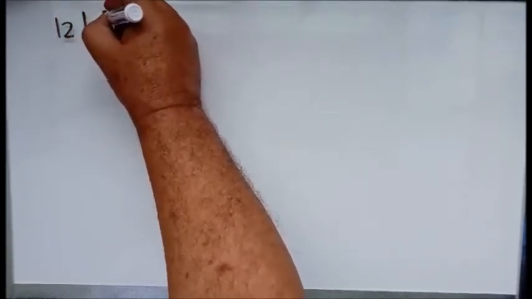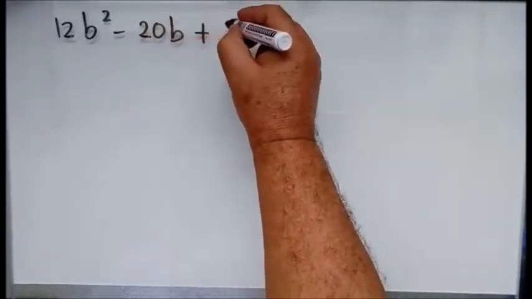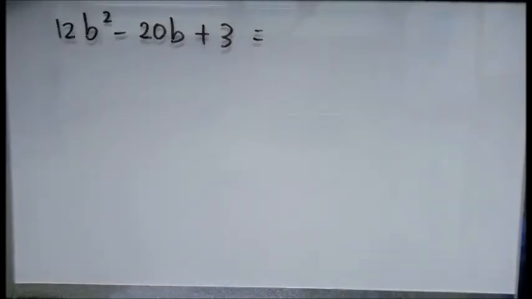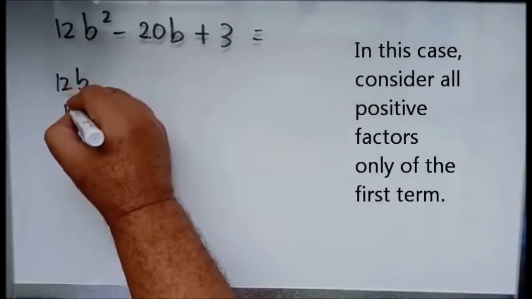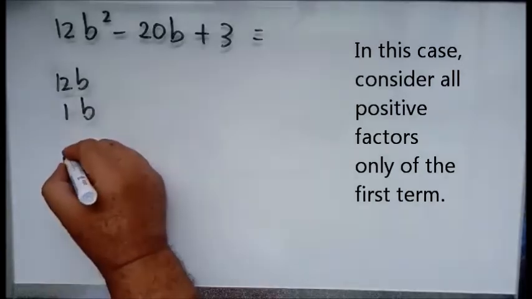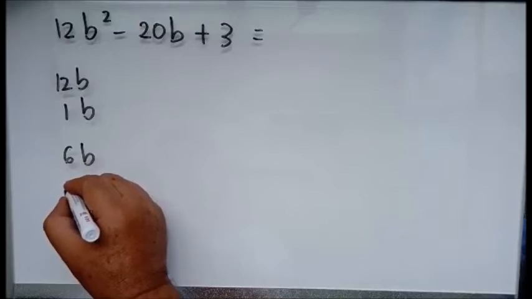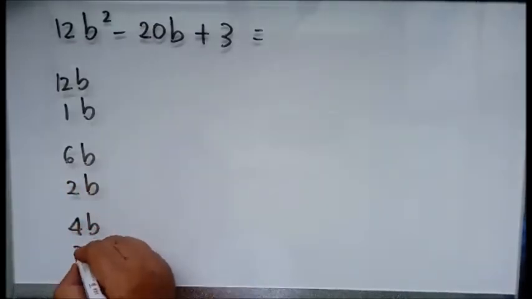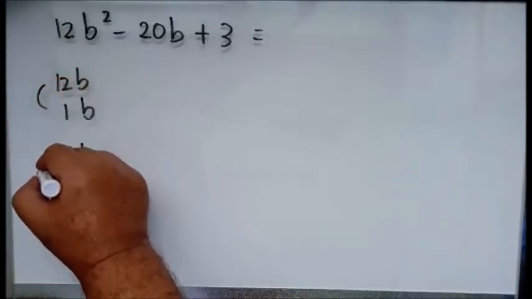12b squared minus 20b plus 3. What are the factors of 12b squared? 12b and 1b, or 6b and 2b, or 4b and 3b. So these are the factors.